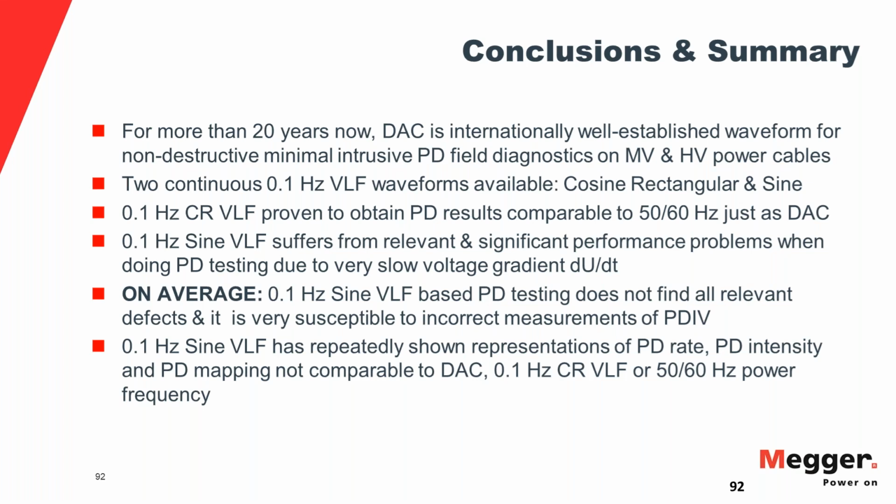CR, cosine rectangular, has been proven to be comparable to damped AC and power frequency. So if you use that, you get comparable results on average. So there, I just want to make this clear. There's cases where the three waveforms get the same measurements, but more often than not, sinusoidal has performance problems and has problems showing a real representation of what's going on in the cable.